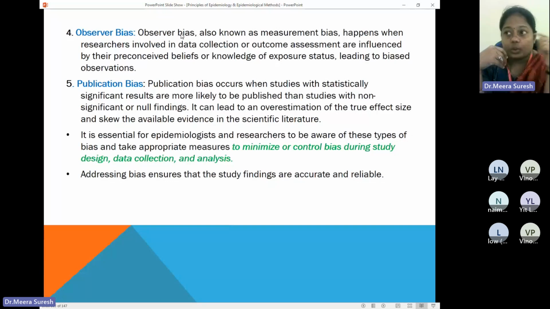Should be very neutral. So a mistake from your part, from the observer part, if it is happening, that is based on their preconceived belief or knowledge, and that leads to biased observation.